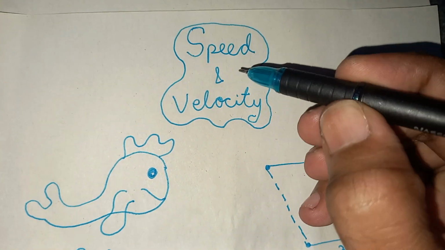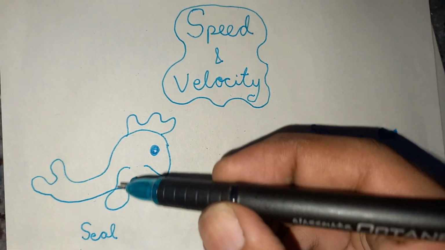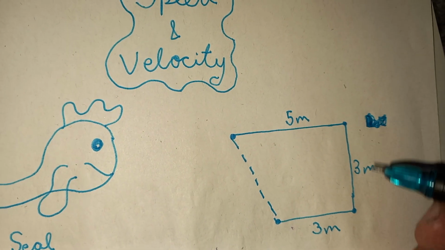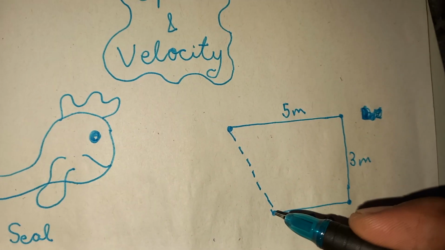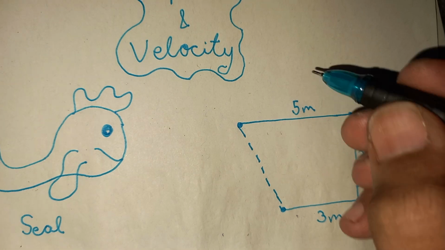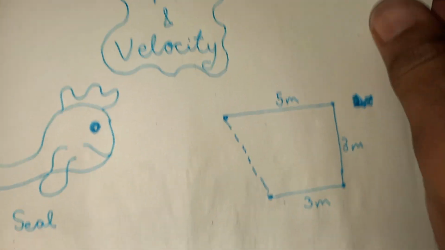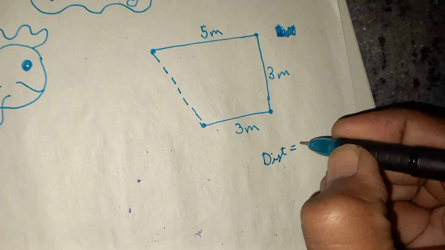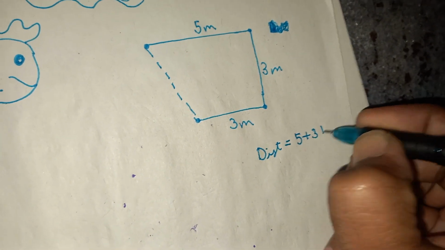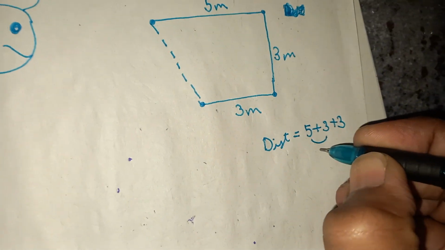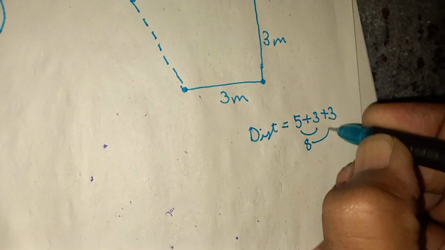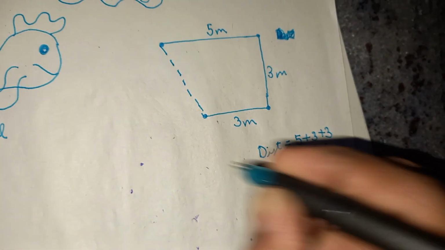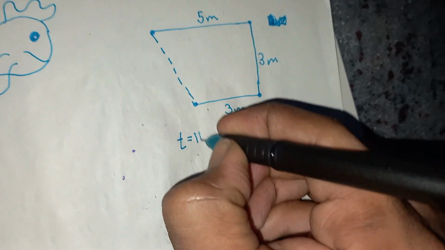I'm going to tell you about speed and velocity. This cute little seal starts to move towards the right side, then downwards 3 meters, and again towards the left side 3 meters. It actually moved a total distance which you can calculate as 5 plus 3 plus 3, which is 5 plus 3 is 8, and 8 plus 3 is equal to 11 meters, and it moved this much distance in a time of just 11 seconds.